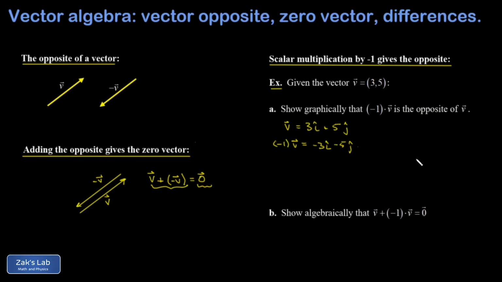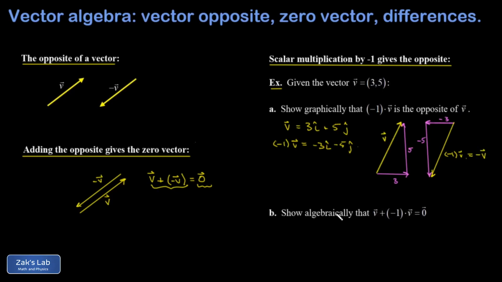Let's take a look at these vectors graphically. There's v. It has an x component of 3i hat and a y component of 5j hat. And there's negative 1 times v with its x component of negative 3i hat and its y component of negative 5j hat. And I can see that this produces a vector with the same magnitude and exactly the opposite direction. In other words, negative 1 times v is negative v, the thing that we call the opposite.